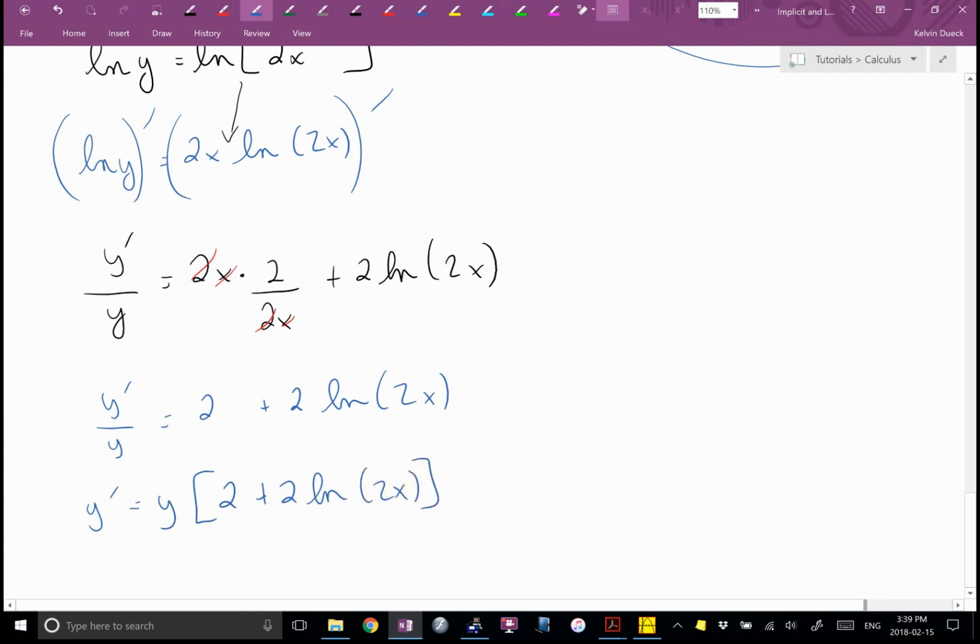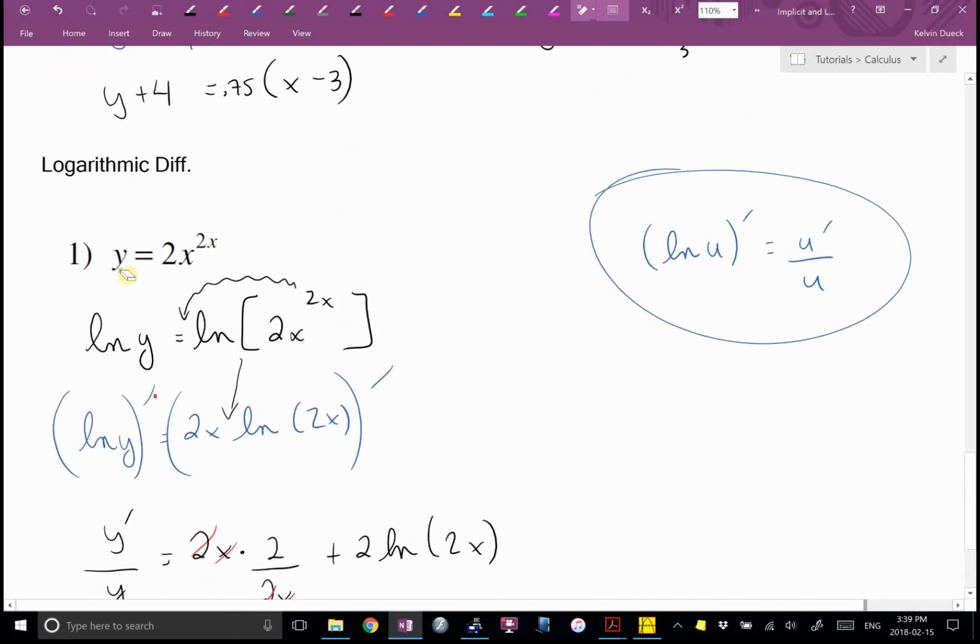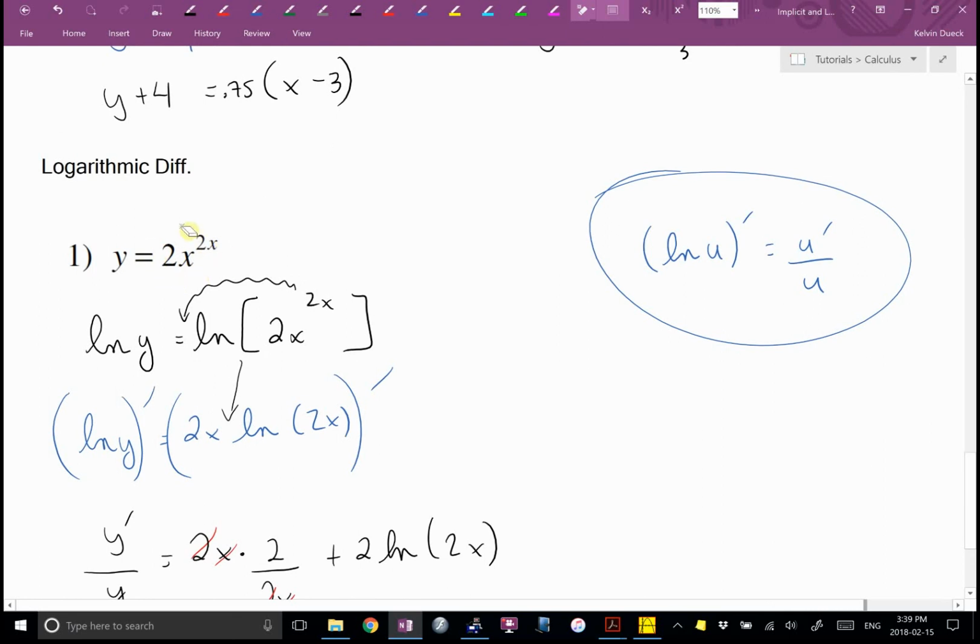The problem with this is on the right-hand side, it would sure be nice if I had only x's here. Wait. What letter is right there? Y. What's y the same as? 2x. And that would give me all x's now.